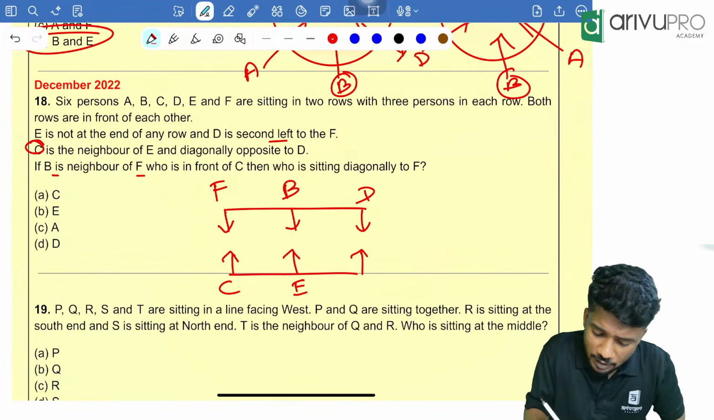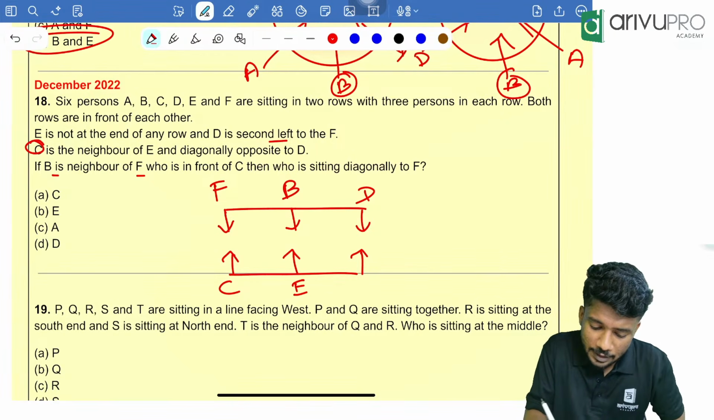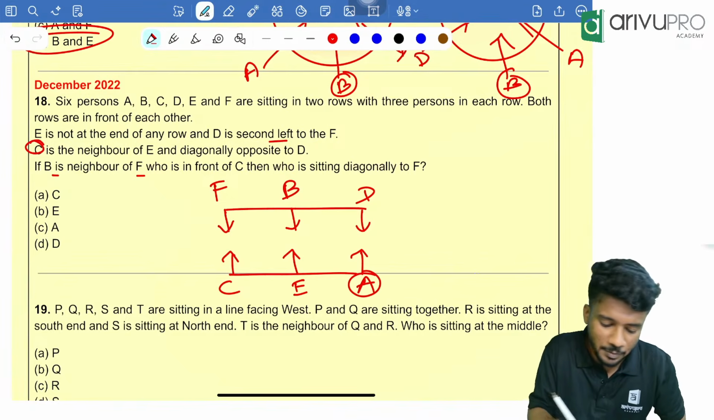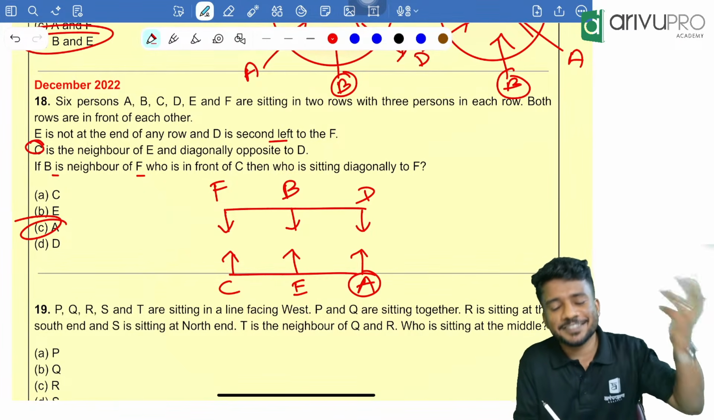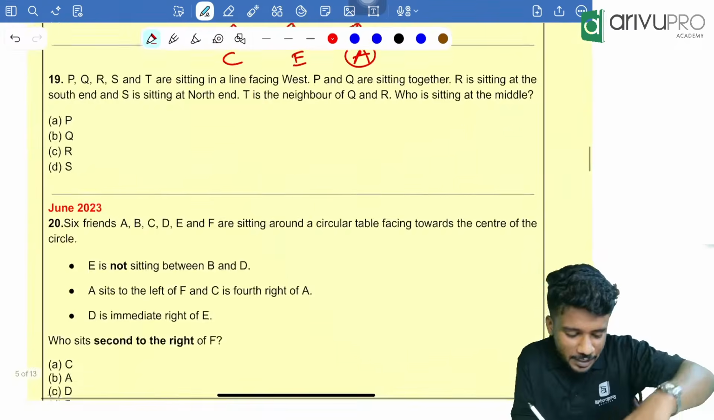Yeah, who is in front of C? Correct. Then who is sitting diagonally to F is the question. Who is remaining? E is remaining. Answer is what? Option C, A is your answer. Very easy question. Next one.